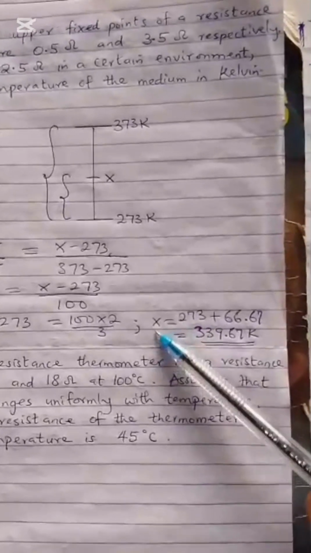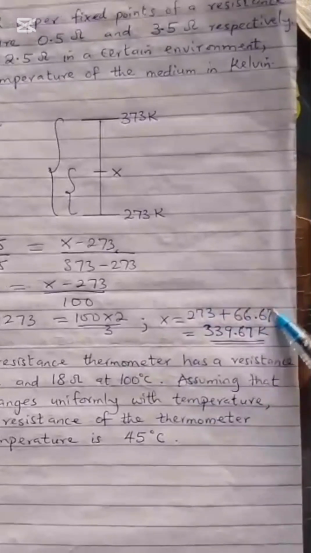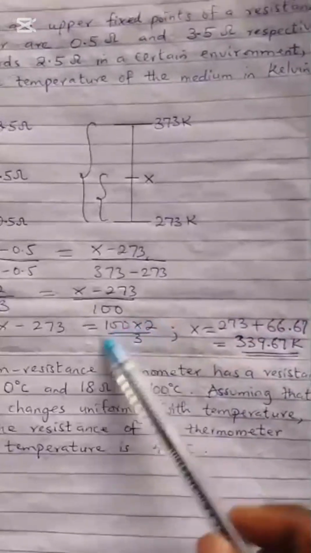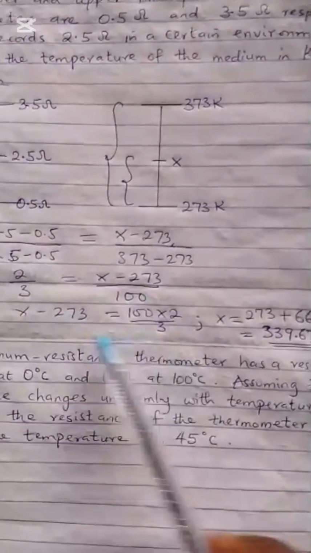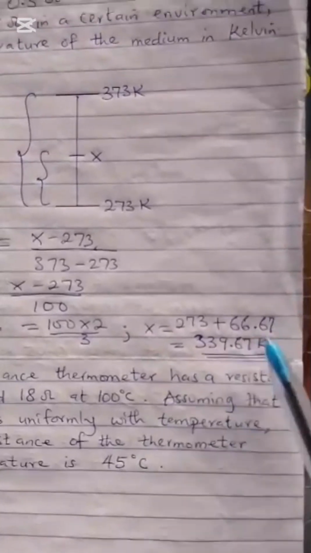So our final answer is x equals 273 plus 6.67. This is going to give us 66.67. So move 273 here. So x equals this plus 273. So our answer is 339.67 Kelvin.